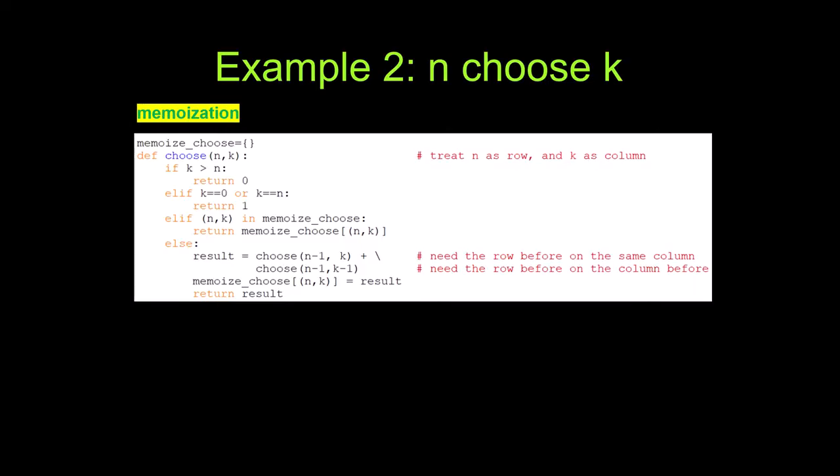The next example is n choose k. It's memoization solution as we saw before. Looking at the recursive formula, choose(n-1, k) plus choose(n-1, k-1) is the result. We treat n as the row and k as the column. So n-1 is the previous row and the same column k, and n-1 is the previous row and k-1 is the previous column. So from this recursive formula, we see that we need the row before at the same column and the row before with the column before. If we can systematically go through row by row, we can always fill in an entry as each row before has been completed to provide the numbers we want.